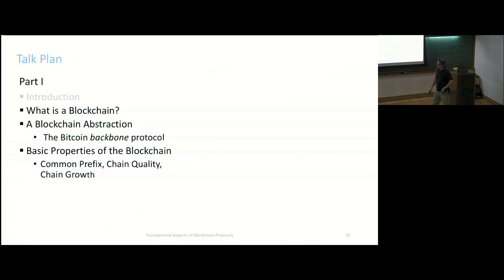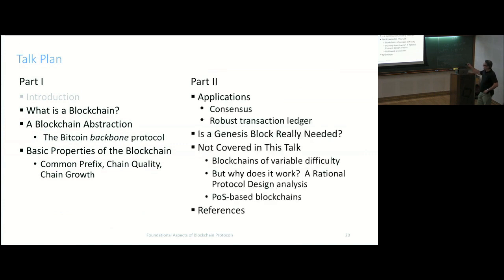That was the introduction. So this is the plan for the rest of the talk. I should try to get through this in the first part, the first hour, and then talk about this in the second part. In the first part, we just talk about the basics, how to do this abstraction, the Bitcoin backbone protocol, which has the properties that we identified. And in part two, we look at what we call applications, things that you can do on top of this underlying data structure, in particular this robust transaction ledger that we mentioned, how to realize that.